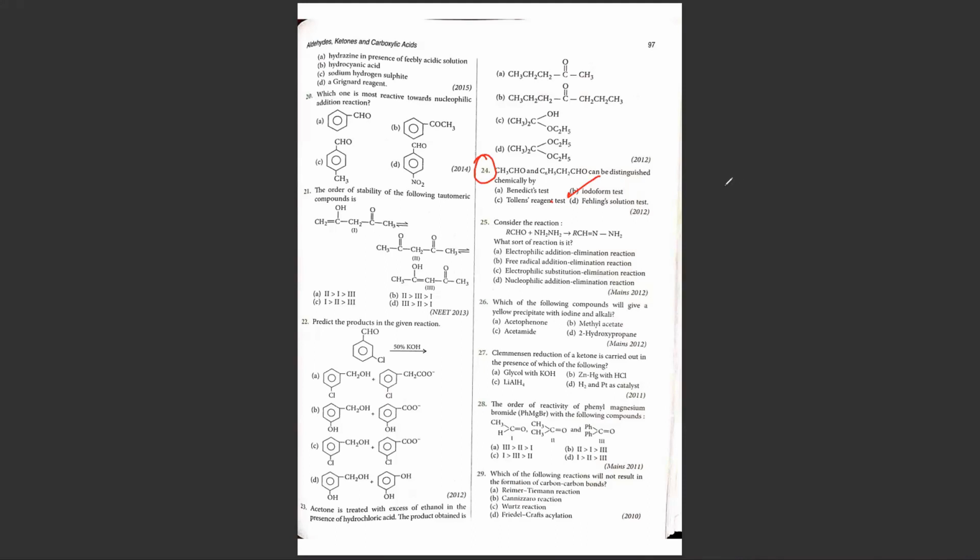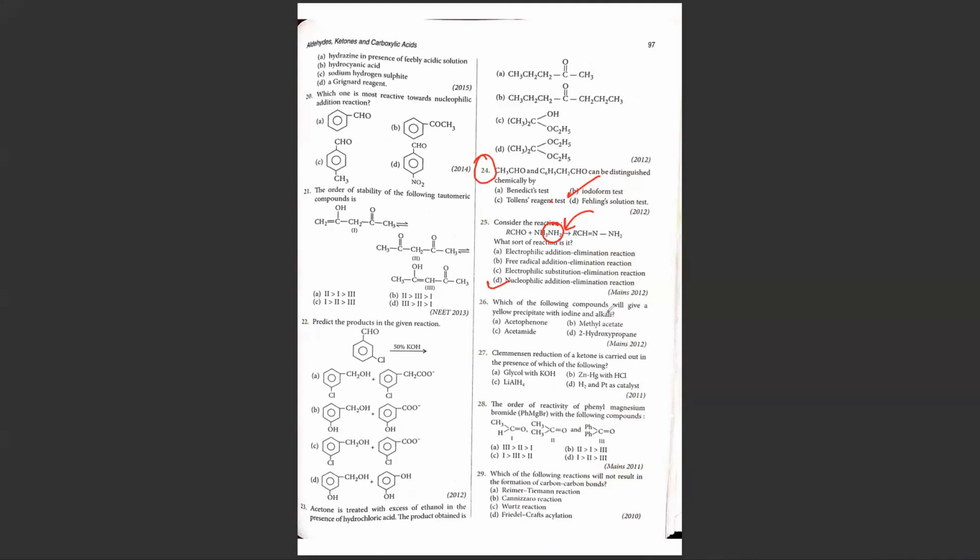So what you are adding here is NH2. It is a nucleophile, so the nucleophile is added to the aldehyde group. So it is a nucleophilic addition and elimination reaction. So option number D is the right answer.